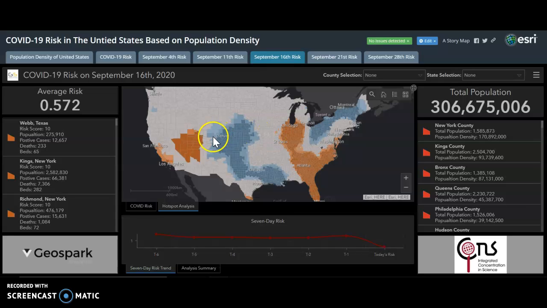Additionally, we see that over on the western side of the United States, the hotspot containing LA and San Francisco has also increased again, and COVID risk has gone up in that region once again. And then also the area of Nevada around Las Vegas has become a stronger hotspot.